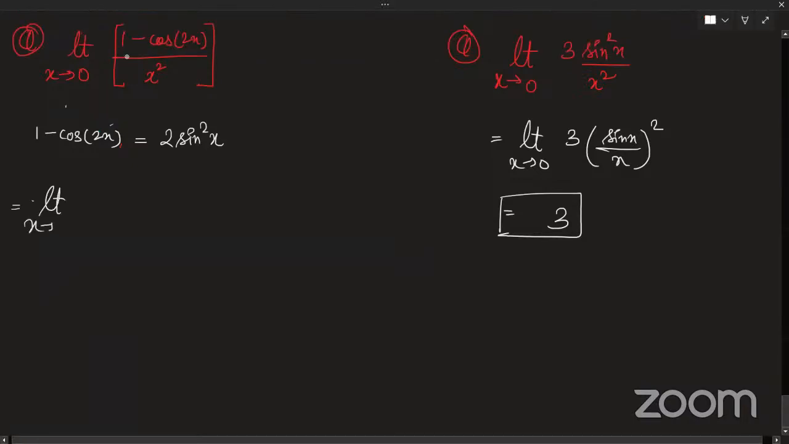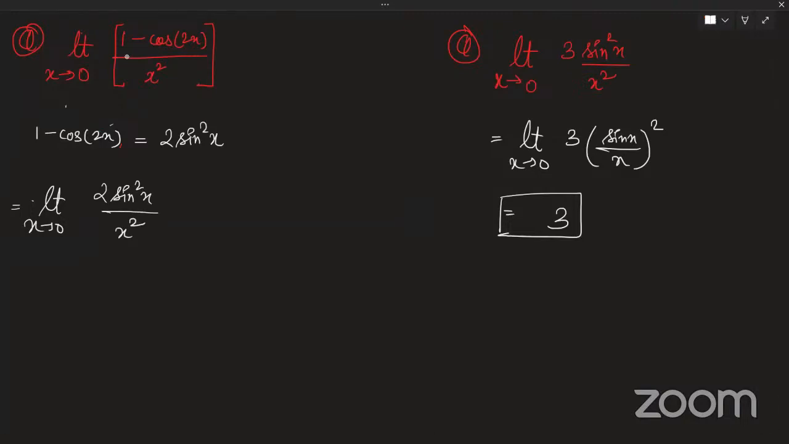So limit x tending to 0, 2 sine square x by x square. Can we do this? Tell me, how much? 2, correct. Because it is 2 into sine x by x whole square, right? So sine x by x I already know, I can just take it as 1. So 2 into 1 square, answer is 2, correct.